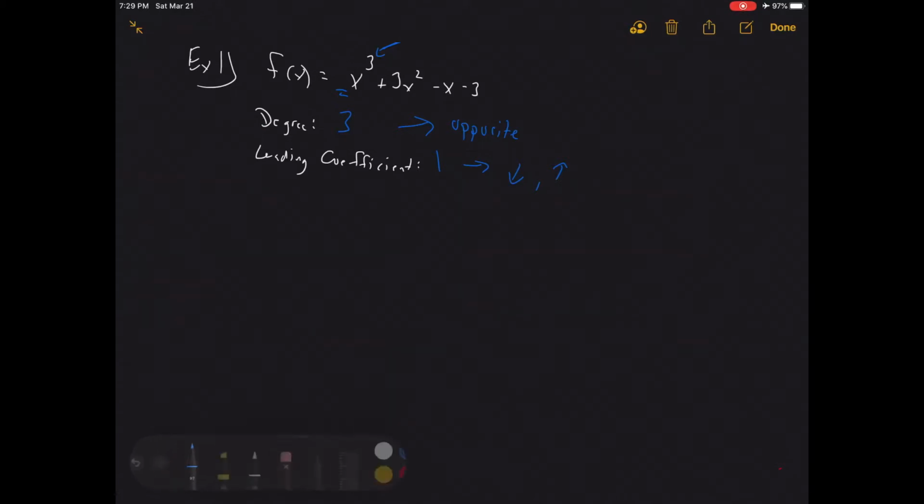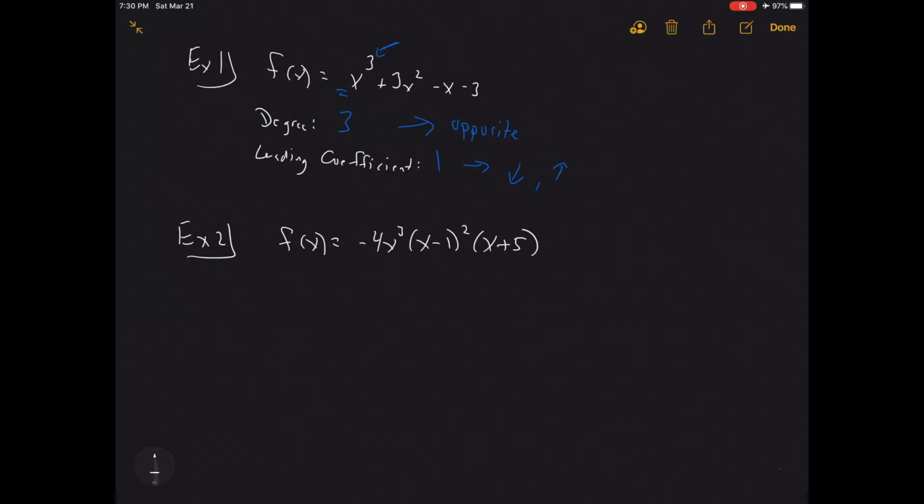All right, a second example. Again, hopefully that one wasn't too challenging for you. What if it's not written in the same exact form? Obviously, there could be other forms that we're going to be given there. So maybe f of x is negative 4x cubed times (x minus 1) squared times (x plus 5).